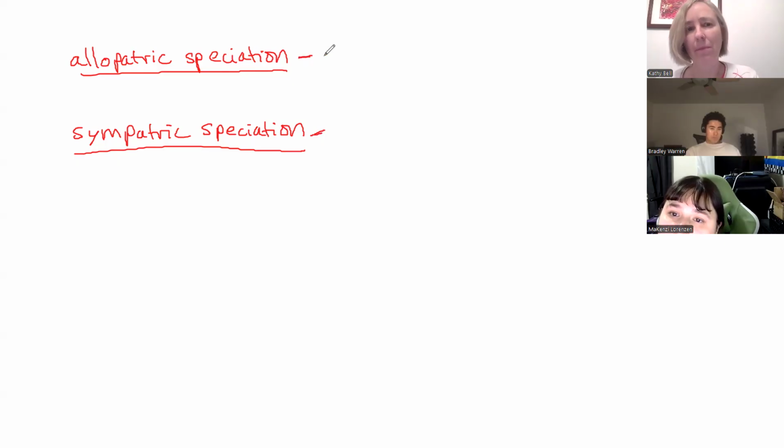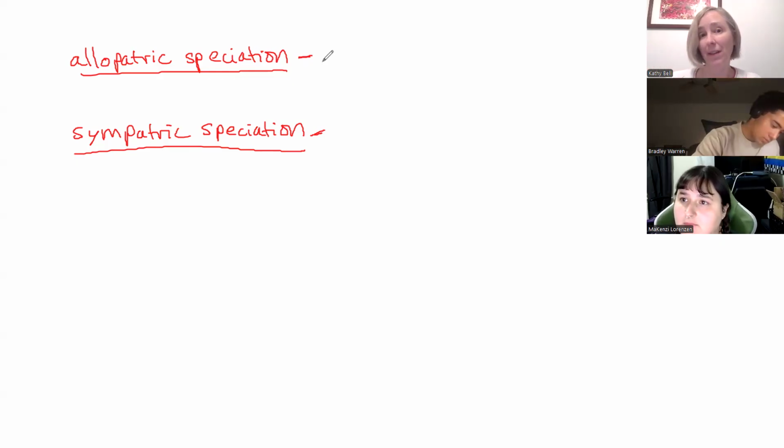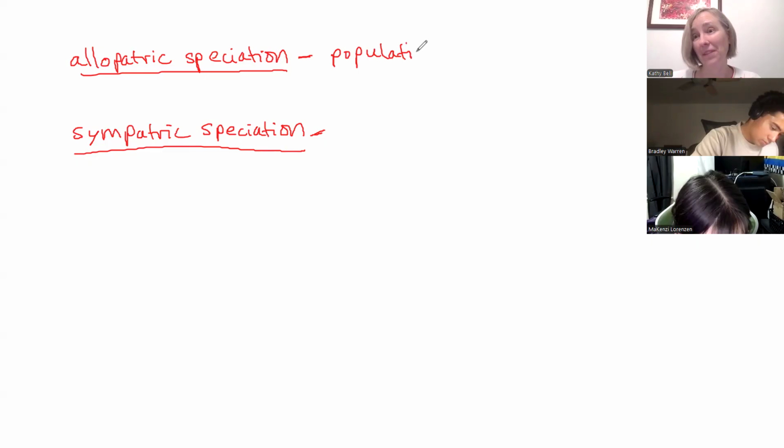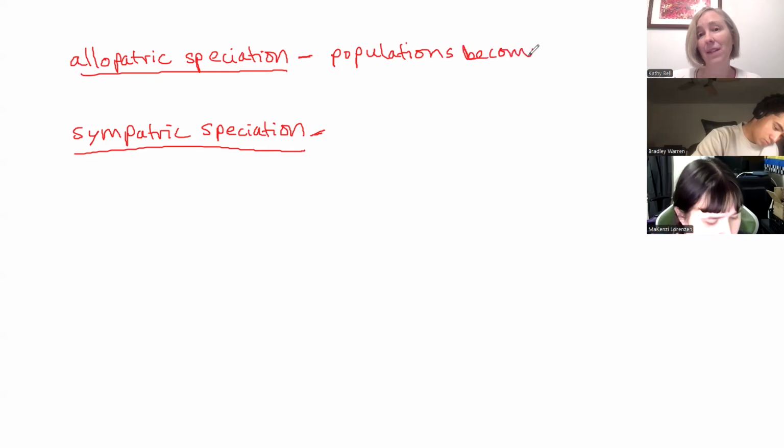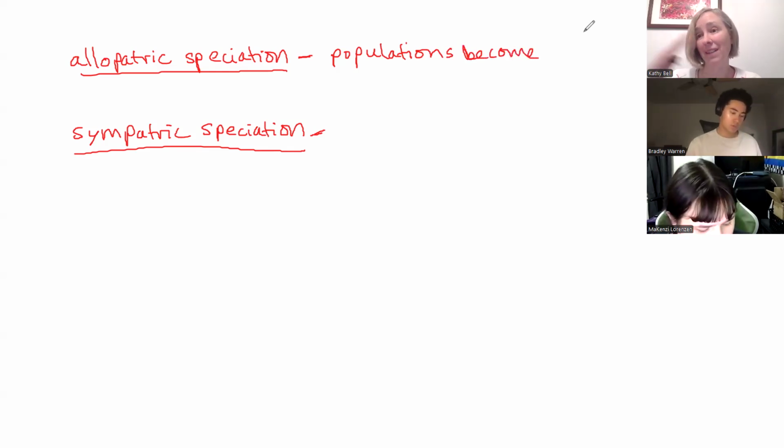So what's happening in allopatric speciation? They become geographically isolated. Yeah. So you've got a population that becomes geographically isolated. So maybe there's a mountain range or like the Grand Canyon in between them. So they can no longer interbreed, and then they can end up over time becoming separate species.